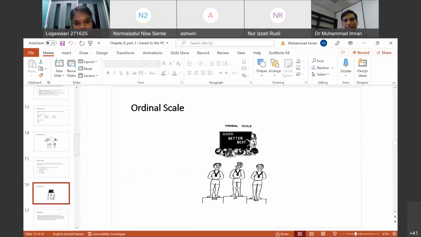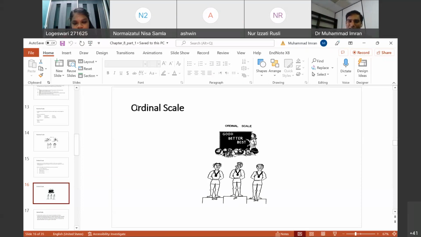Here, ordinal. Let's see here. First, second, and third. We can see here rank. The category of player number 1, player number 2, player number 3. But player number 1 is on second position, player number 2 on the first position, and player number 3 on third position. Right?